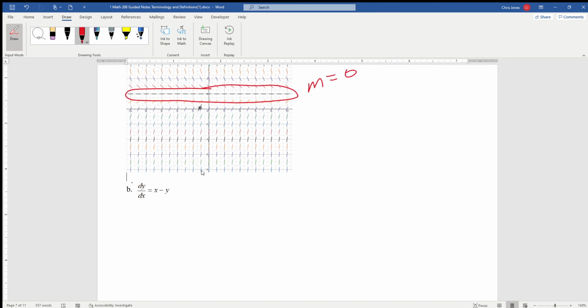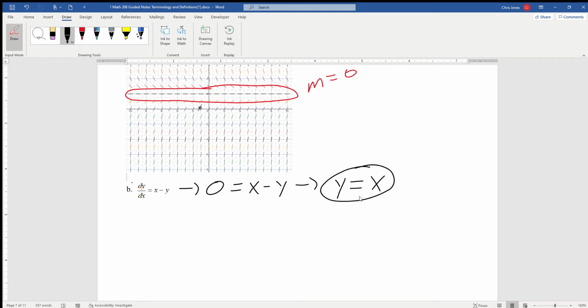So a second example of this, we have dy/dx equals x minus y. So we're going to set this derivative equal to 0, or in other words, y equals x. So this is going to be the family of functions for where the slope is going to be equal to 0. And we know what y equals x looks like. It looks like this, approximately, on the graph.